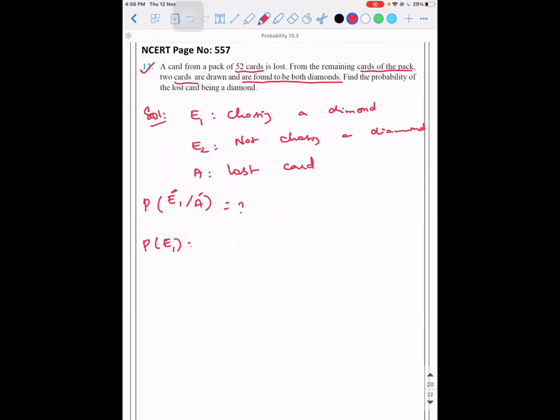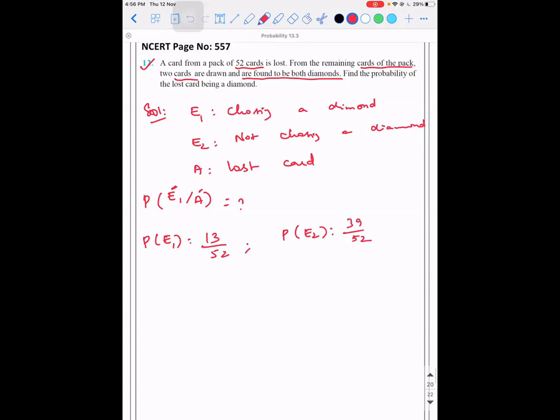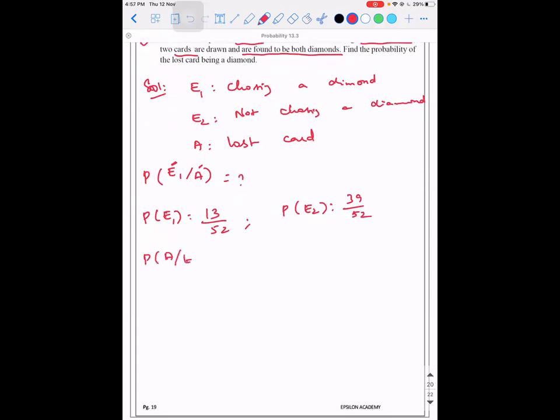13 by 52. What is the probability of not choosing a diamond? 39 by 52. Right. So what is the probability that the lost card is a diamond? This is where we need to be careful. 1 by 13.